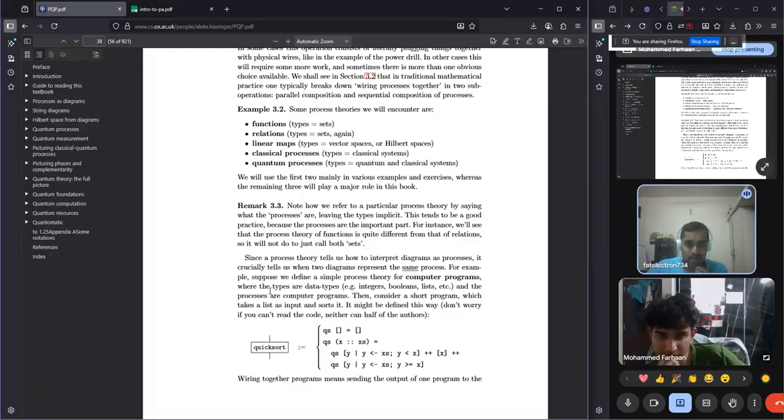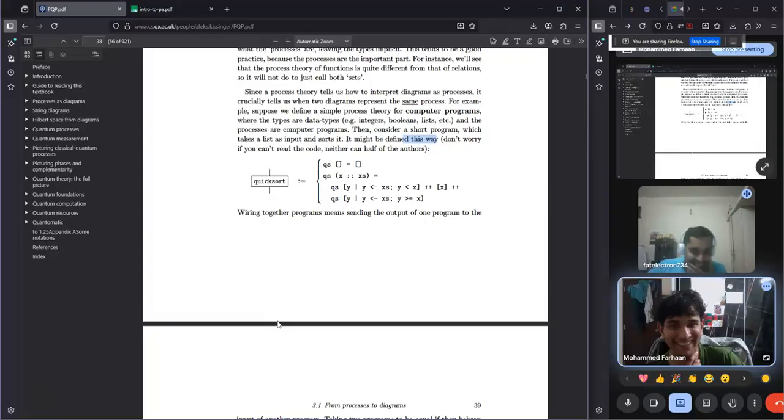Since a process theory tells us how to interpret diagrams as processes, it crucially tells us when two diagrams represent the same process. For example, suppose we define a simple process theory for computer programs, where the types are data types, integer, boolean, list, and the processes are computer programs. Then consider a sort program which takes a list as input and sorts it. It might be defined this way. Don't worry if you can't read the code.